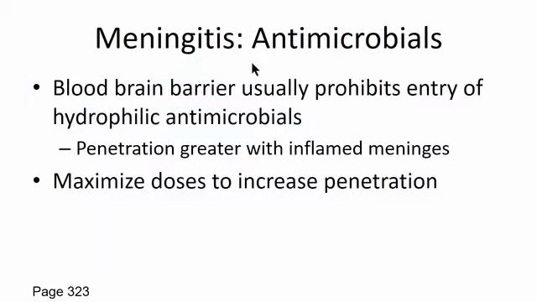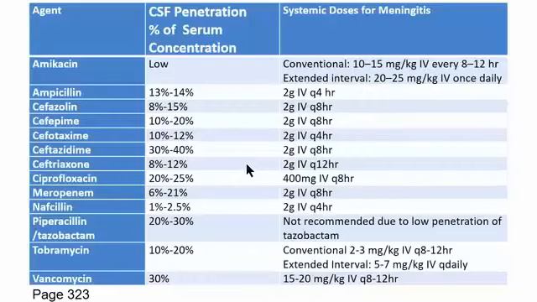So in terms of antimicrobials, the blood-brain barrier usually prohibits the entry of hydrophilic antimicrobials, and a lot of the antimicrobials that we choose to use are hydrophilic. The penetration can be greater in the presence of inflamed meninges, which patients with meningitis will have. But we do want to maximize our dose to ensure that we have good penetration into the blood-brain barrier. So this table is also available in the workbook, but it basically spells out the CSF penetration percentage as a ratio compared to your serum concentration. I'll highlight a few things.